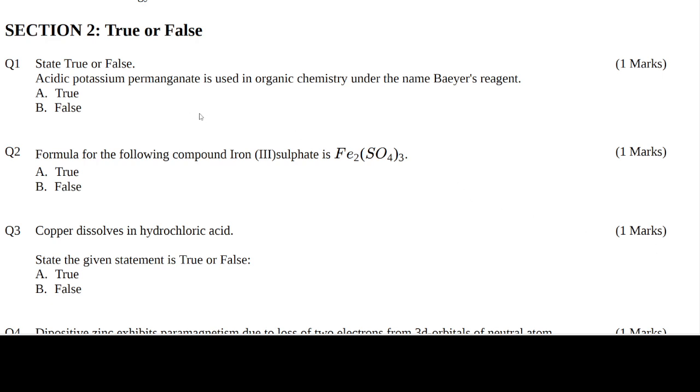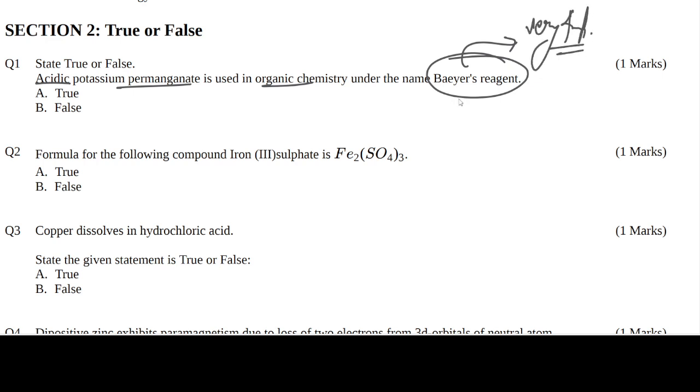Here you can see that acidic potassium permanganate is used in organic chemistry under the name of Baeyer's reagent. Baeyer's reagent is a very important reagent in organic chemistry. But remember, what is Baeyer's reagent? Baeyer's reagent is K2Cr2O7 plus alkaline medium, you can say NaOH. So alkaline is required over here.